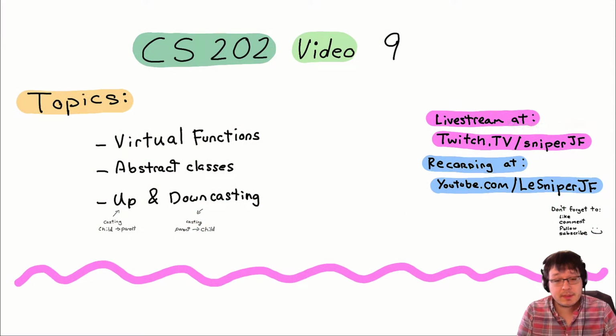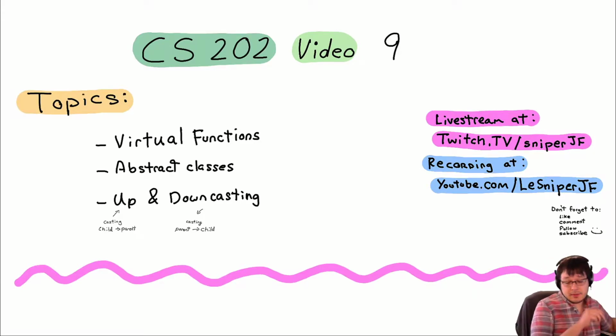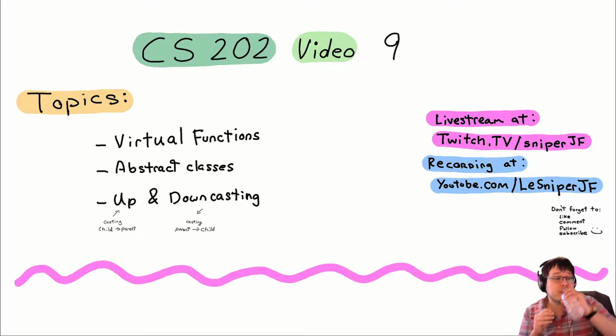Today we're kind of switching gears a little bit. We're still kind of talking about pointers, but we're gonna be moving more into talking about virtual functions and what those are. And then we will talk about up and downcasting, which has to do with pointers, but we will be using virtual functions to help us with that as well. Very interesting stuff today.